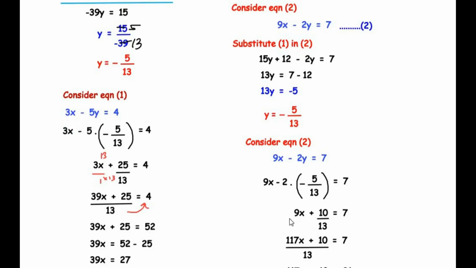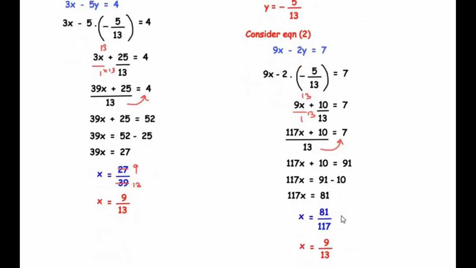Now here in the next step we have again taken a common denominator. So this is 9x over 1. So 9x multiplies by 13 and 1 also gets multiplied by 13. So 9 times 13 gives us 117x plus 10 over 13 equal to 7. Now let us take 13 on the other side of equal to sign so that it multiplies with 7. So we get the equation here as 117x plus 10 equal to 13 times 7 gives us 91.